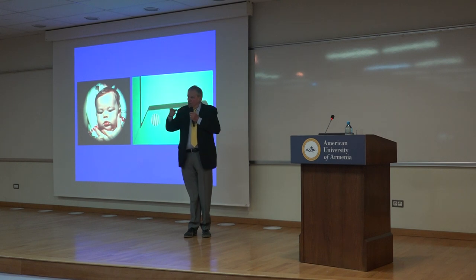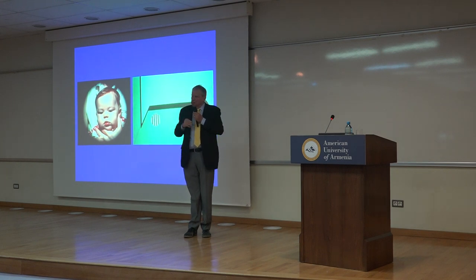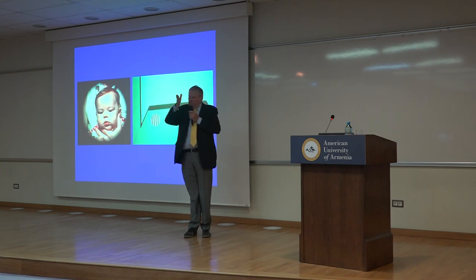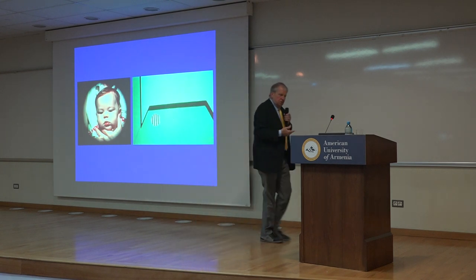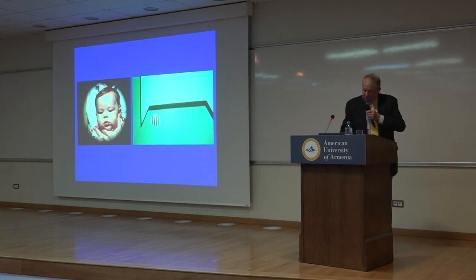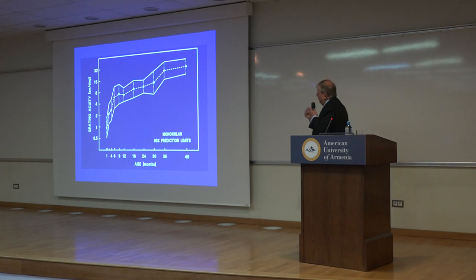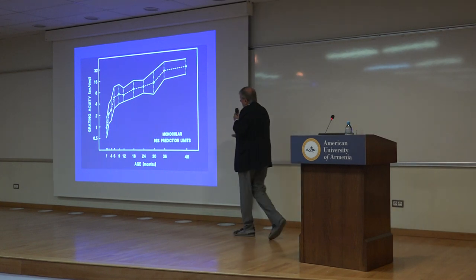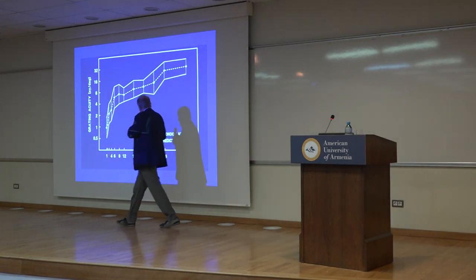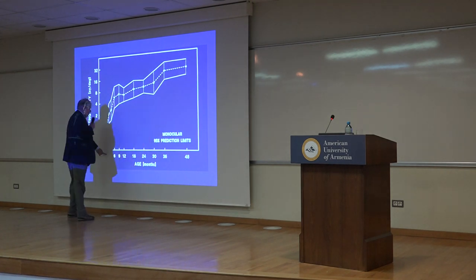So you and I, under optimal conditions, if your vision is perfectly corrected, can see 40 stripes per visual angle. 40. Light, dark, light, dark, light, dark, like that. A baby can see much less, and so here's the kinds of things she was able to get. Okay, so this is the spatial frequency vision of babies from 1 month of age.